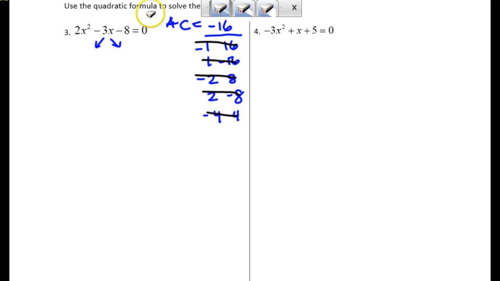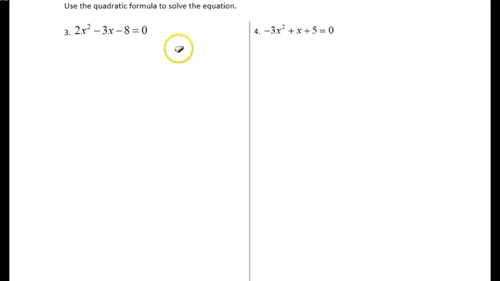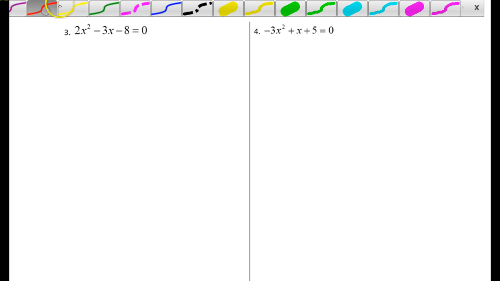Alright, and if you remember, back in chapter 10, there were a couple problems in the packet that you could not factor, right? So now, when you can't factor it, this is when you use the quadratic formula, okay? The quadratic formula will still solve it when you cannot factor it. Alright, so first thing, let's write the formula so you get comfortable with it, okay?